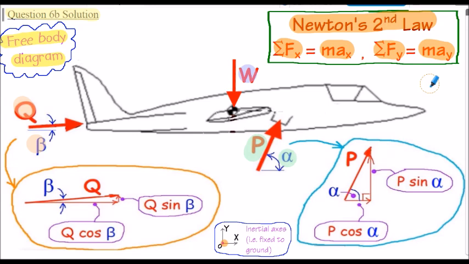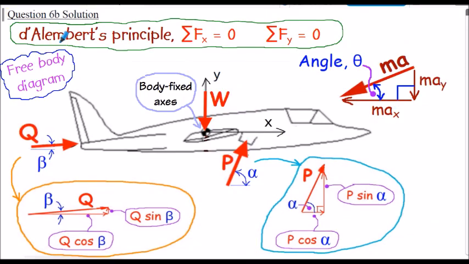However, we have to demonstrate understanding of application of D'Alembert's principle. So here's question 6, again showing a free body diagram, but this time we're applying D'Alembert's principle. So in this free body diagram, we still have thrust P shown, angle alpha, thrust Q shown, angle beta. We still have the weight force acting down, but now we assume body fixed axes and we apply our inertial force, shown here, labelled MA, at angle theta to the horizontal. So when we apply the inertial force to the free body diagram, we essentially have brought a dynamic situation, i.e. the aircraft accelerating on takeoff, into a static analysis.